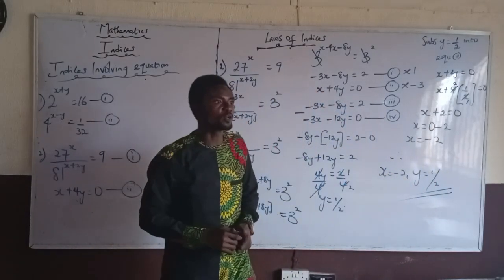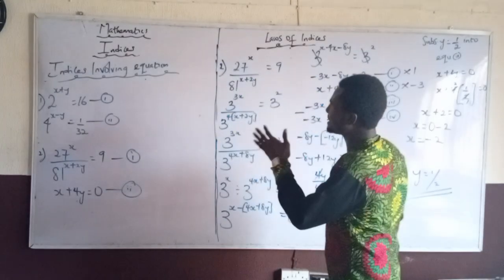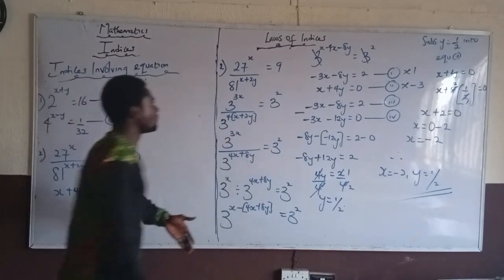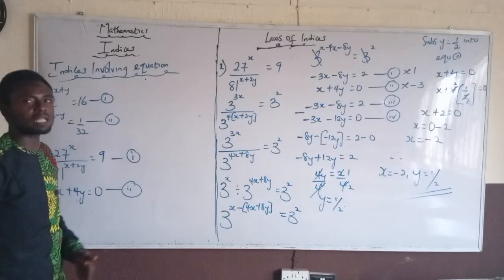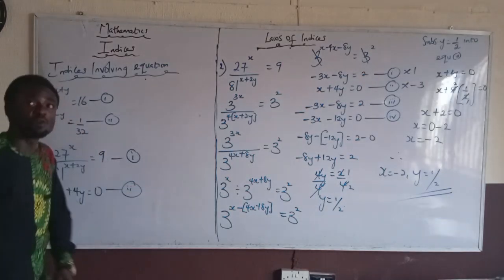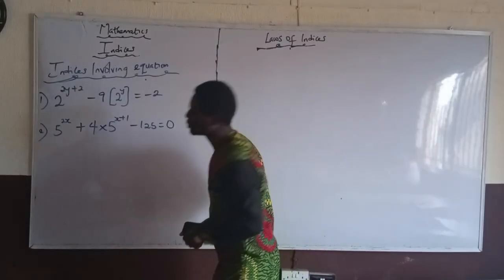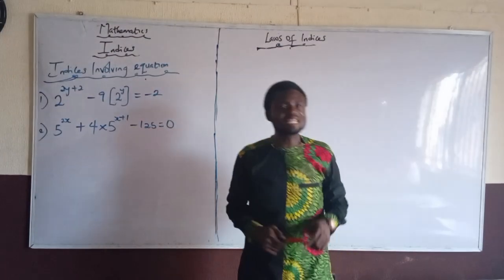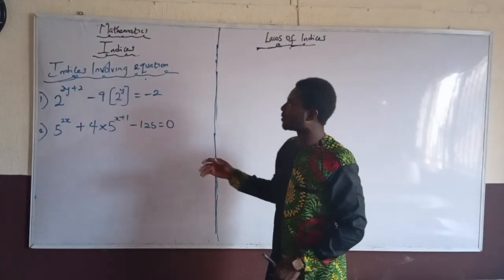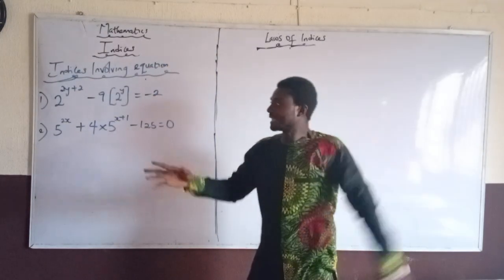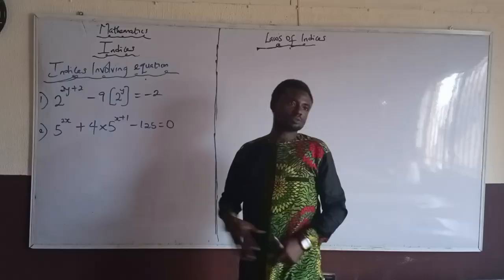So this is the end of the second part of indices involving equation. So this is indices involving simultaneous equation. Now the last part is indices involving quadratic equation. So we have gotten to the last part of indices involving equation. We did one of linear equation, we did simultaneous equation also, and this is quadratic equation.